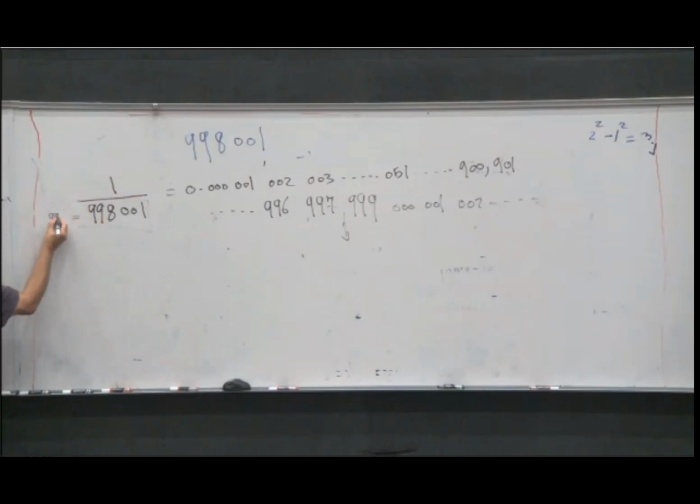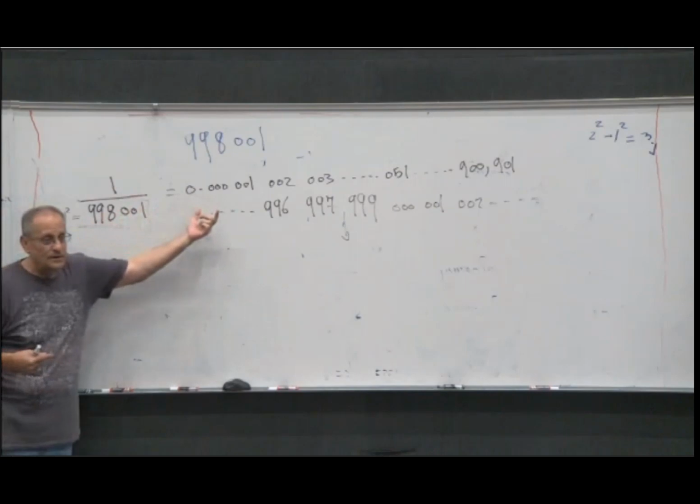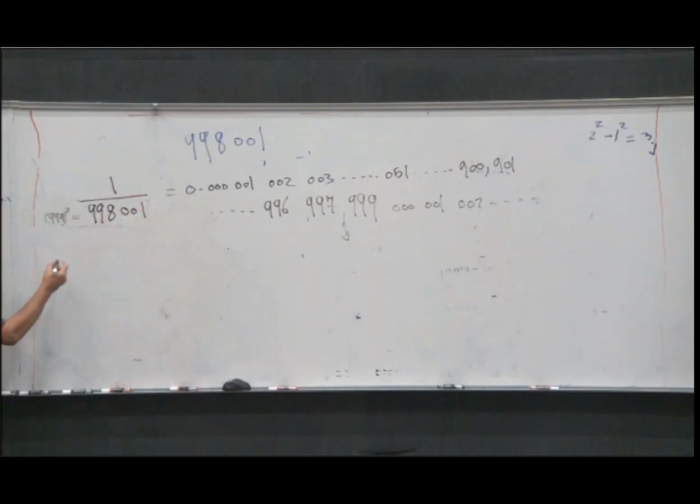Okay, to make it easier for you, what is this number? Check. It's 999 squared. Is it? On your calculator, 99 squared, is it 998001? Yeah. Okay, so look, 999, how many digits? 3. Repeated.